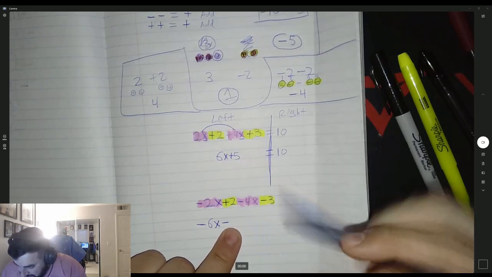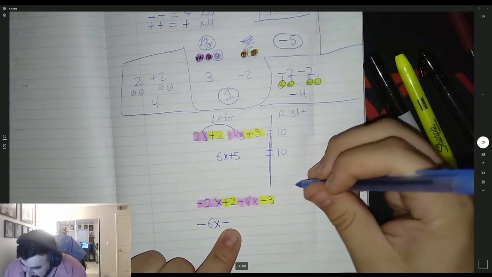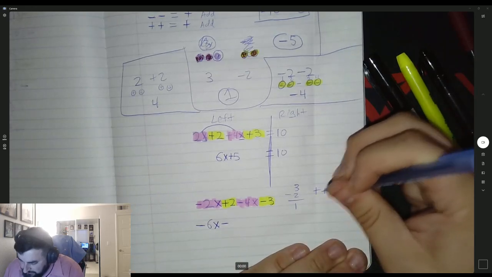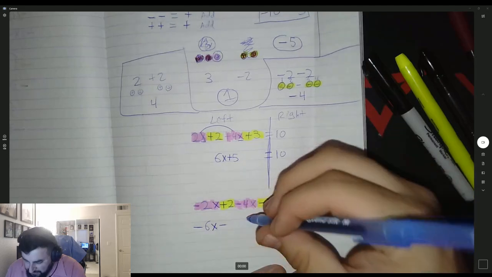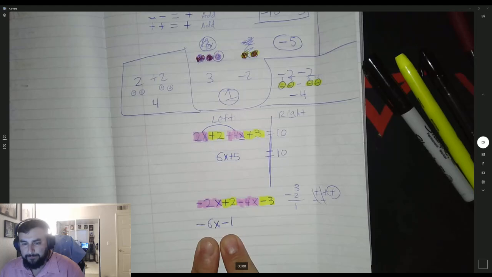Okay, so I got 3 negatives and 2 positives. Subtract it and put the bigger number on top. 3 minus 2 is 1. Or you could do this if you want. Cross those out, there's 1 left over. So the negatives went by 1. Okay, and that's how that would look right there.